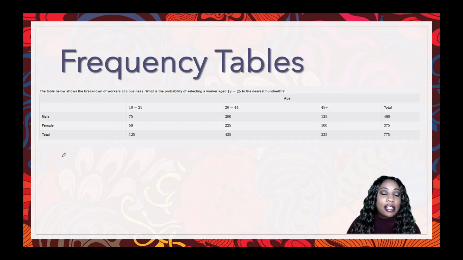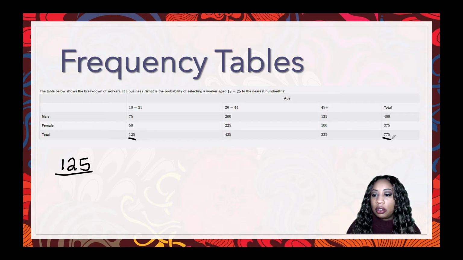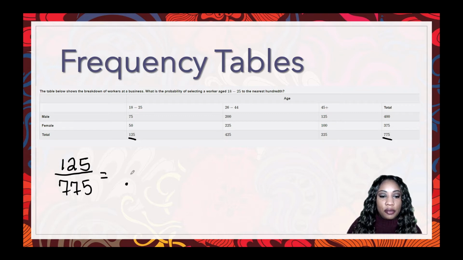Let's look at another example of a frequency table. The table below shows a breakdown of workers at a business. What is the probability of selecting a worker aged 18 to 25 to the nearest hundredth? So, workers 18 to 25, there are 125 of them, over a total of 775. And that's going to be 0.16.